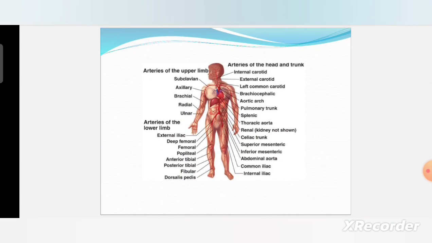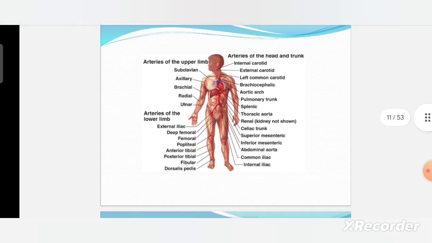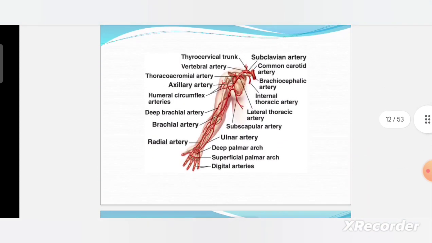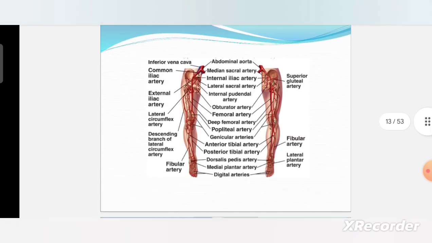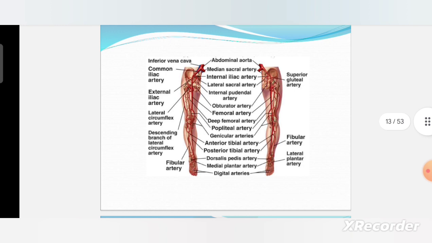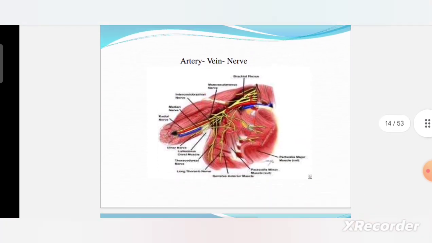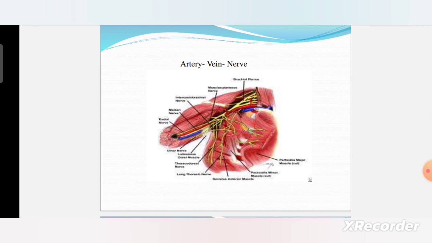This figure shows the arteries of upper limb, arteries of lower limb, and arteries of the head and trunk. This figure shows the arterial supply of the upper limb. This diagram shows the arterial supply of the lower limb in anterior and posterior views. This figure shows the artery, vein and nerve of the upper limb.